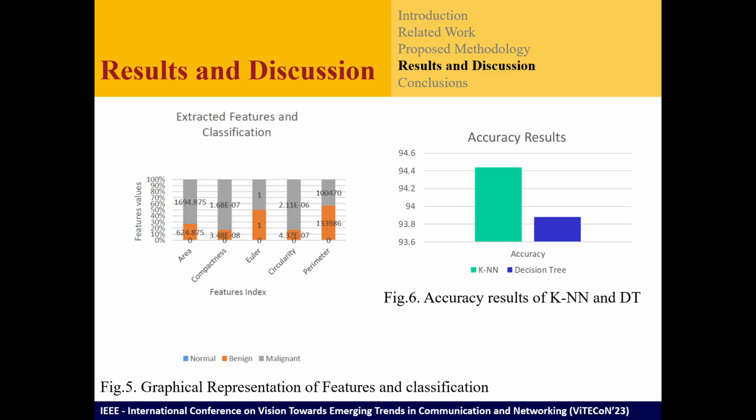So the next slide is about the graphical representation of features and classification. Extracted features and classification are shown as area, compactness, euler, circularity, and perimeter, and the accuracy results of KNN and DT are shown as accuracy.